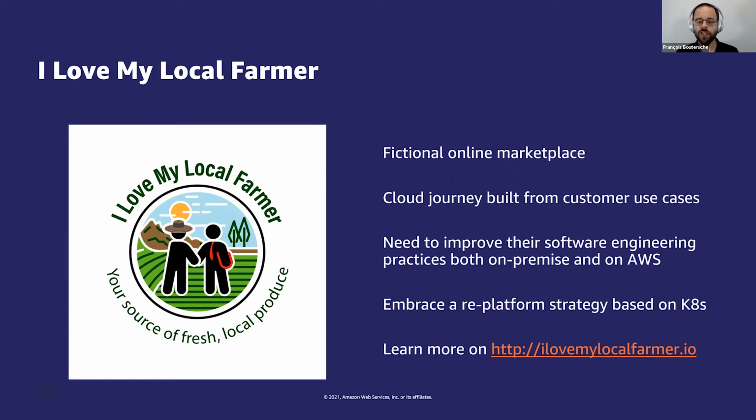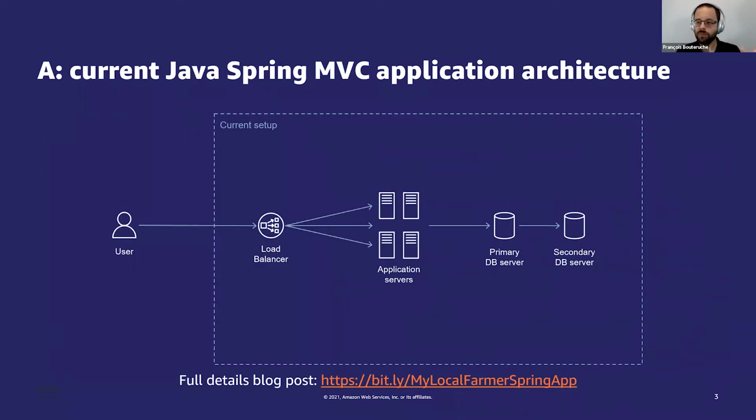They want to leverage the capabilities of Kubernetes to have better deployment or environment, and speed up the deployment. So it's really about how they can use Kubernetes. You can learn more about I Love My Local Farmer on their website, ilovemylocalfarmer.io. So, Melina, just present us the architecture of the application.